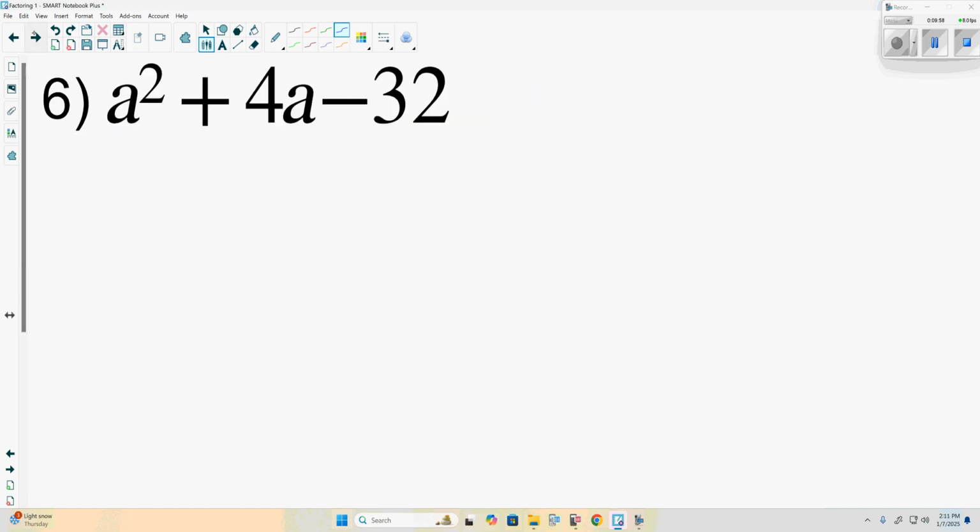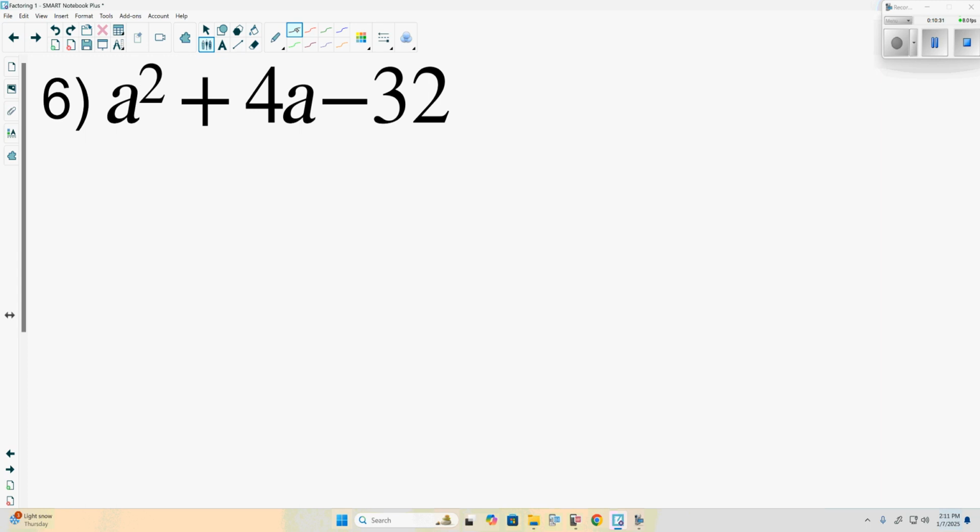Now, if we look at this next one, a squared plus 4a minus 32. Is there a greatest common factor? No. Now, one of the ways that I have gotten used to, and especially looking at these and seeing if there is a greatest common factor, is really looking at mainly the first and third term. Are a squared, is there a number in front of a squared? No, so most likely there's not a number that's going to go into all three.